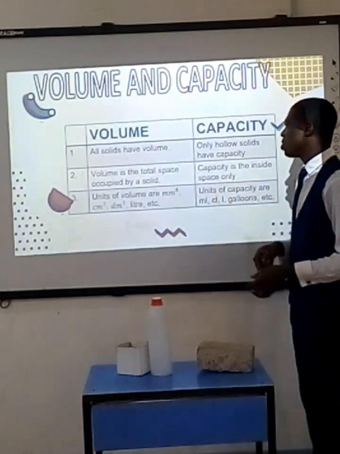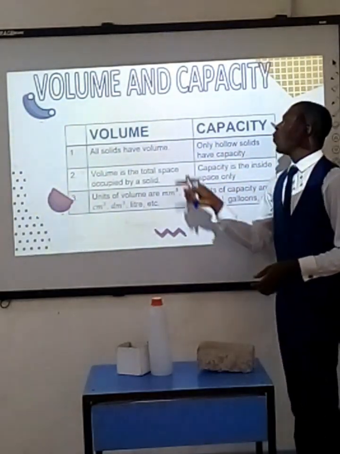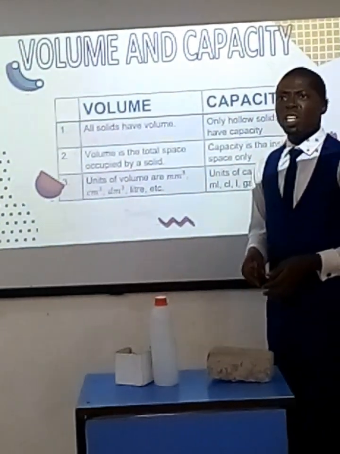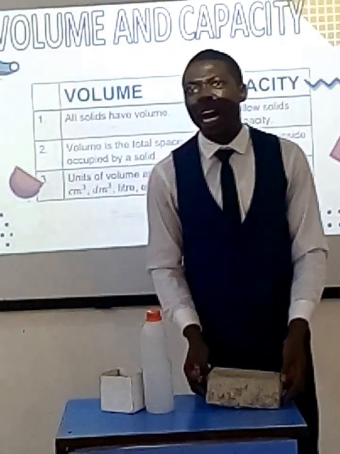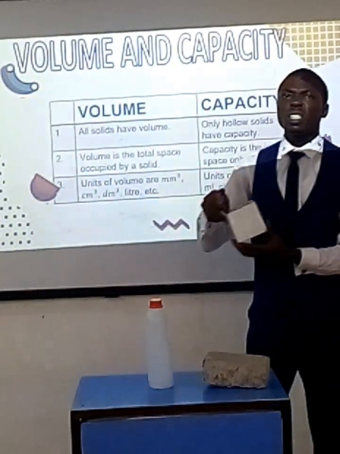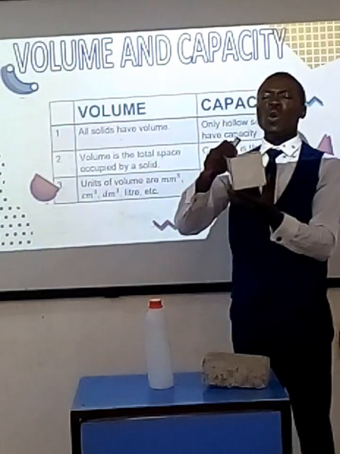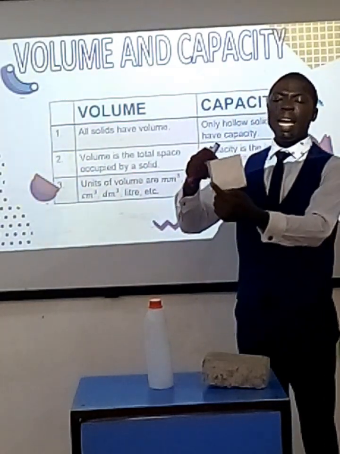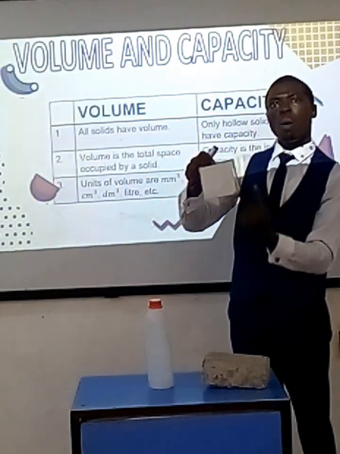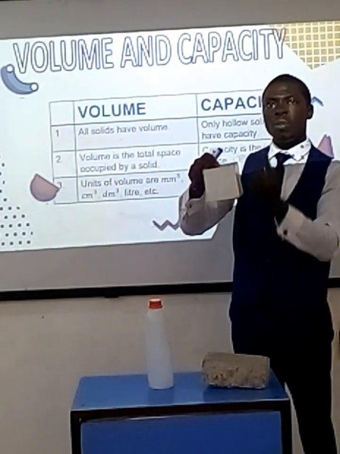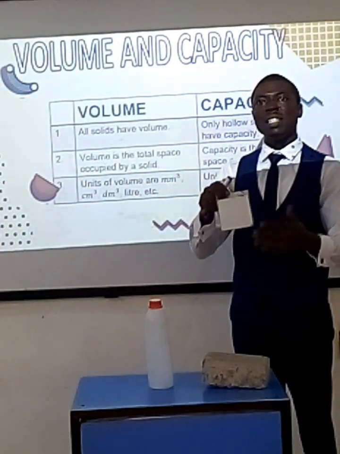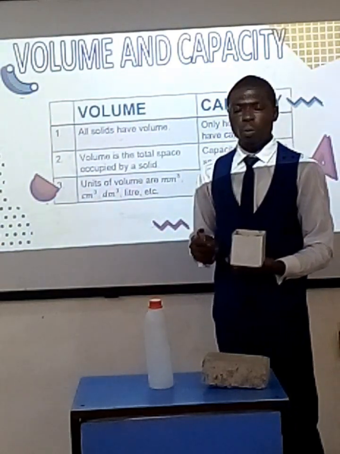That's the first difference. Number two, volume is the total space occupied by a solid. Now, what do I mean by that? If you want to find the volume of this, you will take the length of this shape, the breadth of this shape, and also the up space we call the height. The length times the breadth times the height will give you the volume.